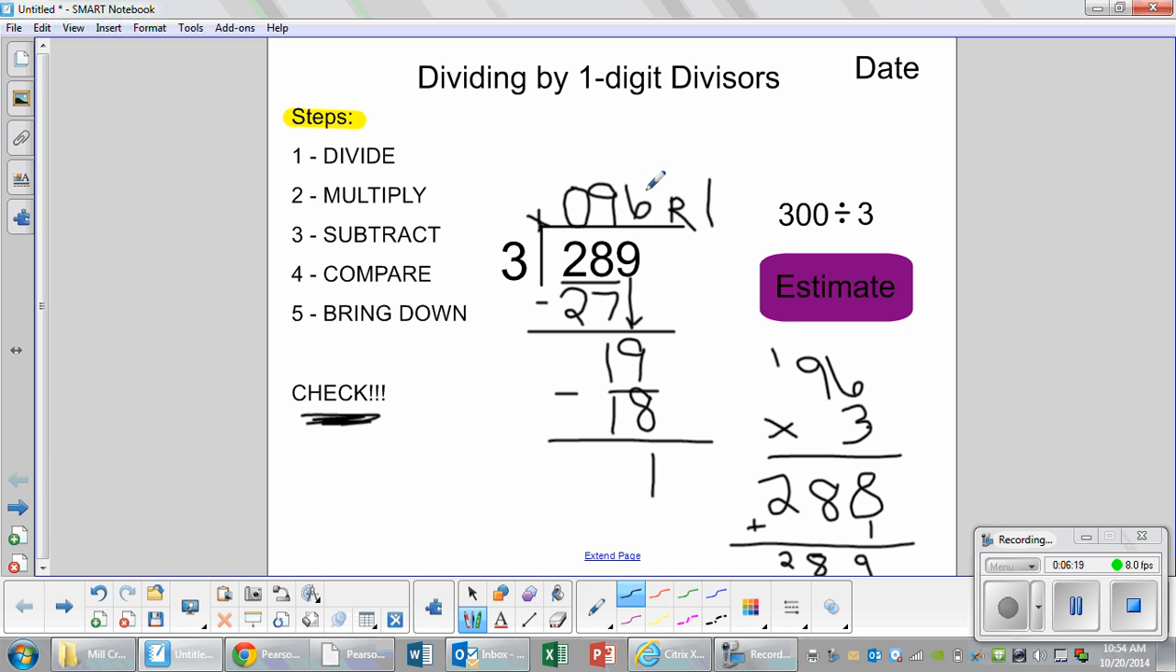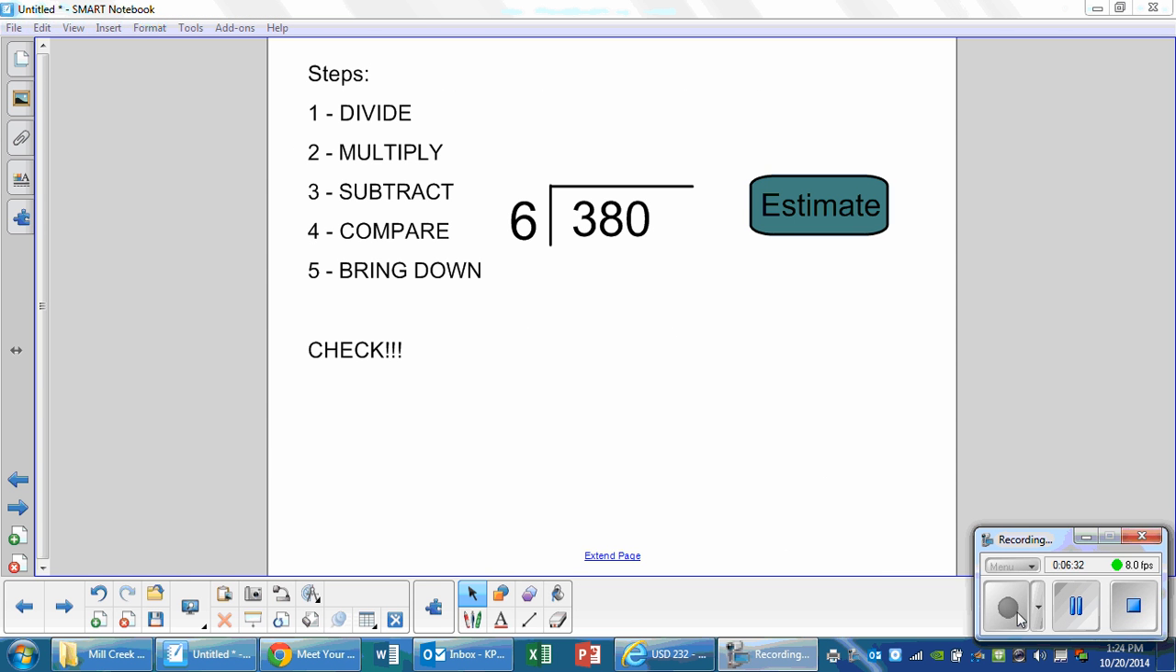It's also good to go back and think about your estimate. Remember, we estimated our answer would be about 100. 96 remainder 1 is very close to that. So that means that I've done something right. Okay, let's try it with another problem.